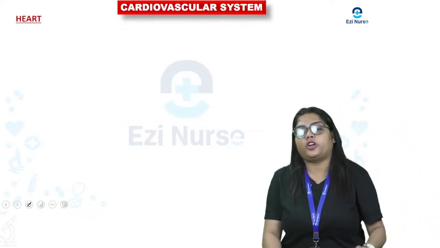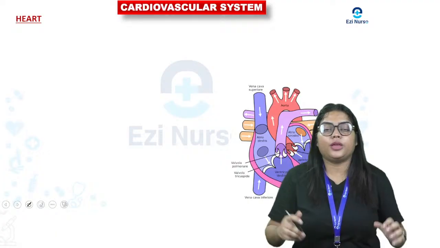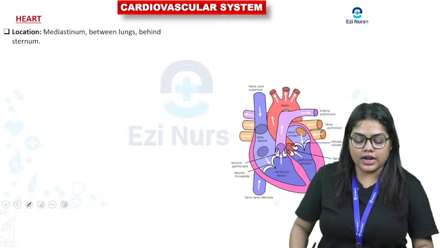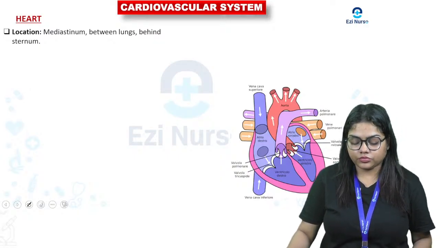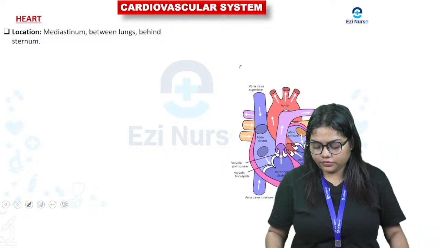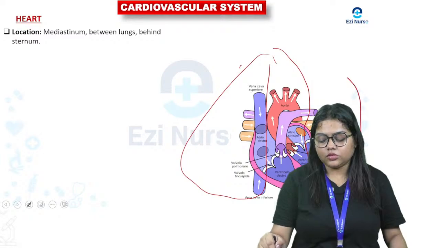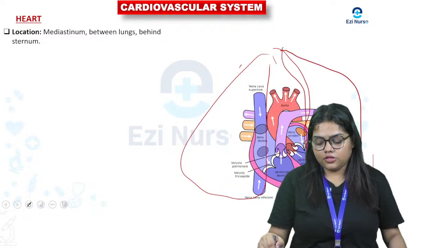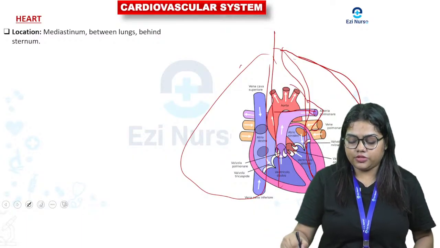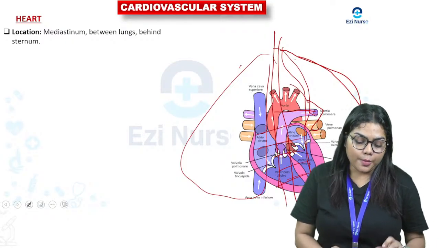Let's move on to the most important one, which is the cardiovascular system. What is the cardiovascular system? The cardiovascular system is the one which is made up of the heart. The location of the heart is the mediastinum, between the lungs and behind the sternum. The heart will be a little on the left side, in between the lungs, behind the sternum.